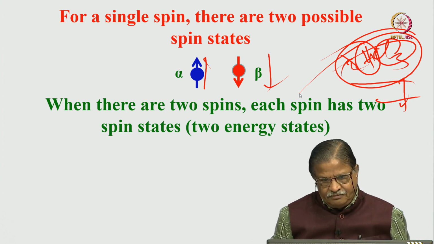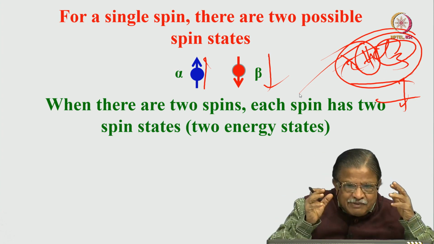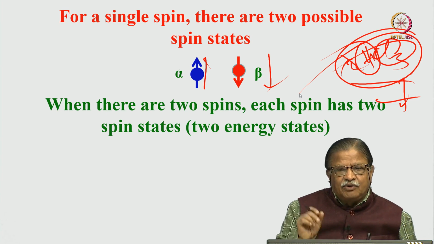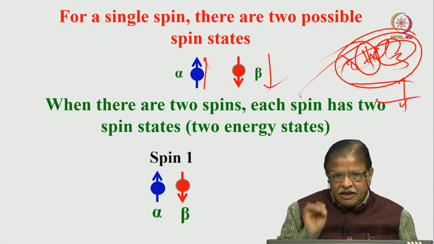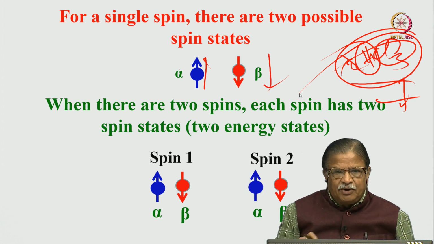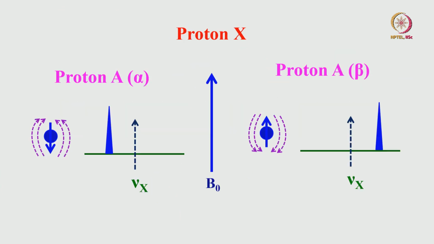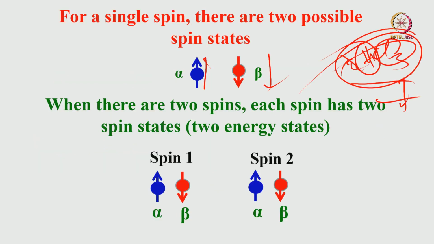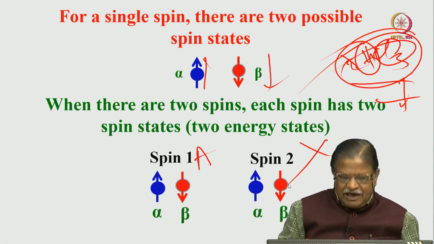Fine. What happens if there are 2 spins? How many possible energy states are there when there are 2 spins, especially when they are coupled, when there is an interaction between them? Spin 1 can have alpha and beta orientation, spin 2 can have alpha and beta orientation. Now we can think of the possible combinations of that. Before that, let us see how it is splitting. Now we will consider proton 1 and 2, I call them A and X, spin A and spin X.